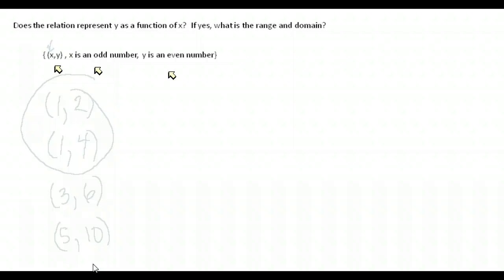Remember, the rule for a function is you can't repeat x values, and this would repeat them over and over again. We could have lots of points where the first coordinate is 1 and the second coordinate is an even number. So this is not a function.